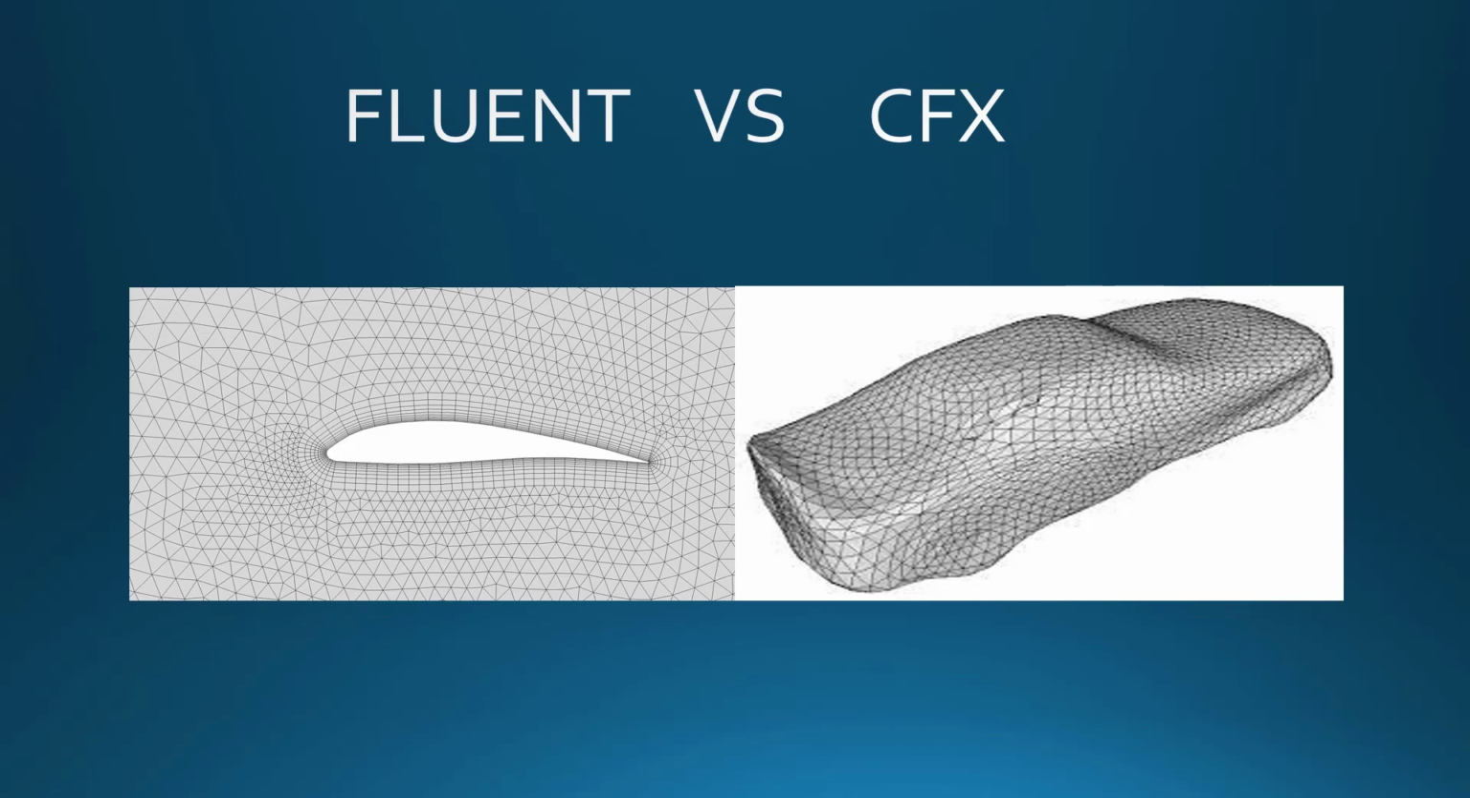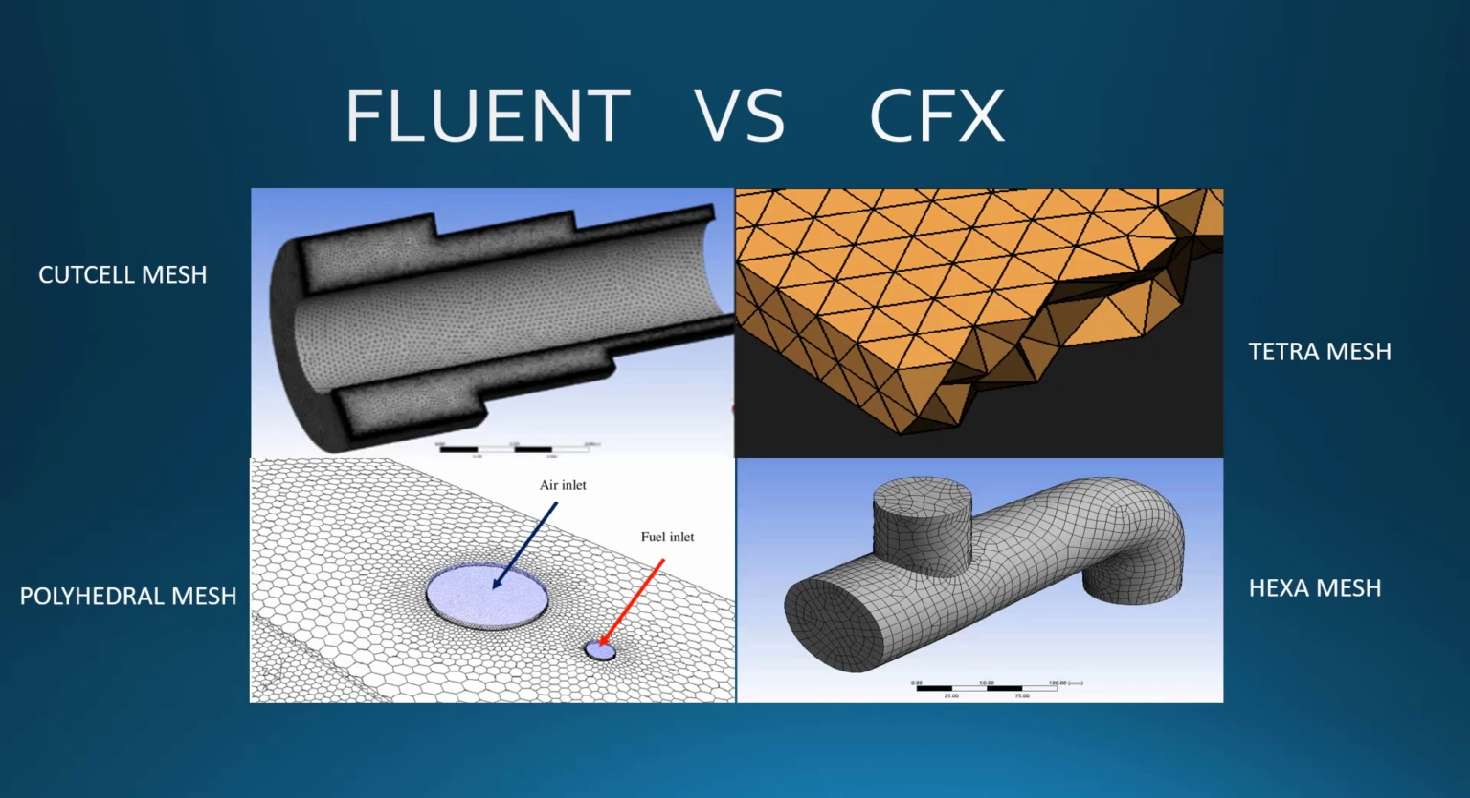In CFX, you can only work with three-dimensional meshes. You can only do 3D analysis, but in FLUENT you can do both 2D and 3D analysis. FLUENT uses the cell-centered approach, while CFX uses the vertex-centered approach. In other words, FLUENT can work with polyhedral and cut cell meshes, while CFX can only work with tetra and hexa meshes, which are the classical meshing methods we know.